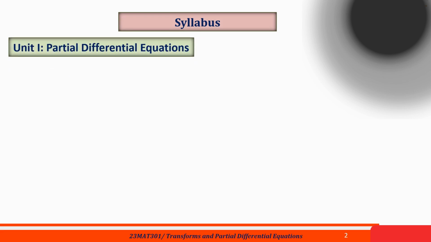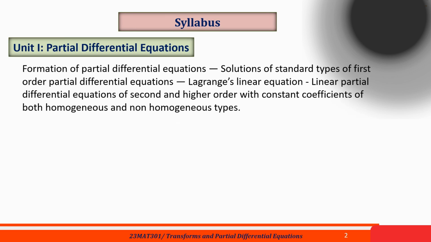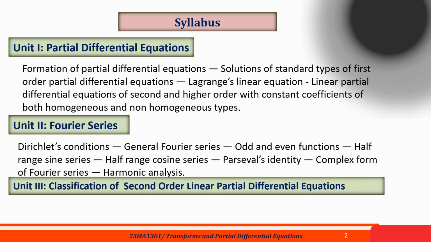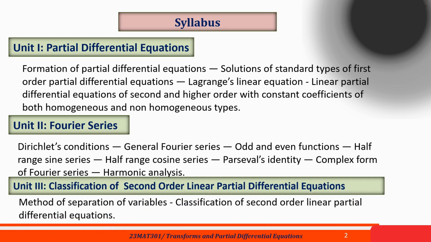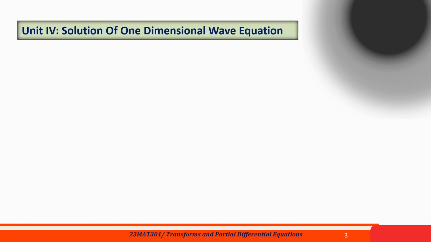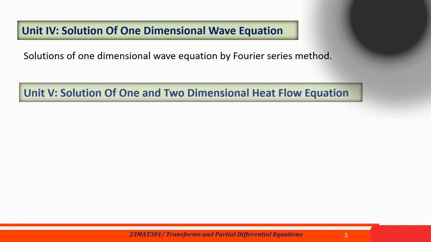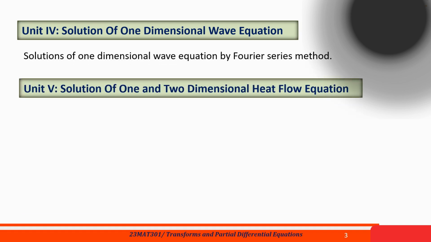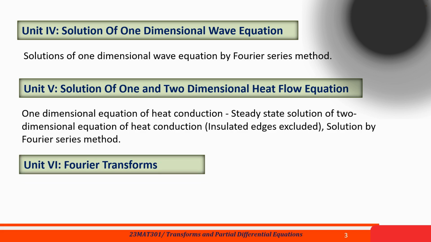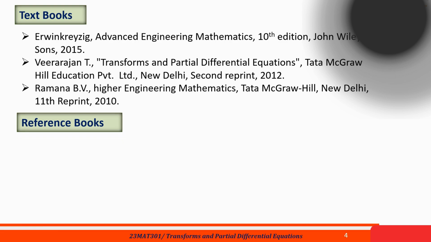We'll first talk about partial differential equations, and then we'll talk about Fourier series. Third one is about classification of second order linear partial differential equations. And on the fourth unit, you will see solution of one dimensional wave equation. And on the fifth unit, the solution of one and two dimensional heat flow equation. You will be seeing that. Okay. So on the sixth unit, you will be seeing Fourier transforms. So these are some of the textbooks, and these are some of the reference books given to you.